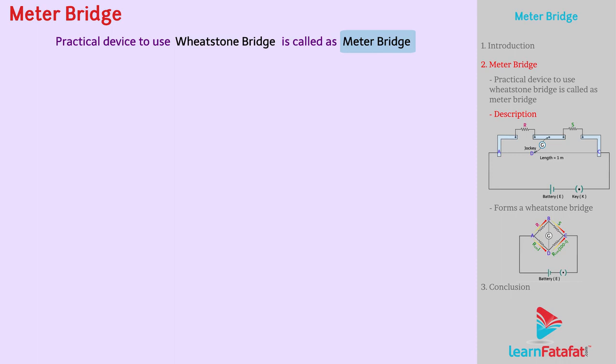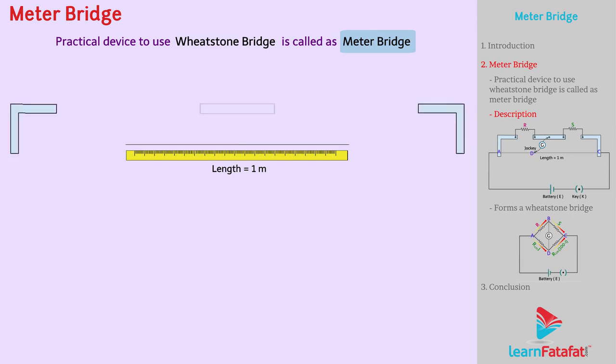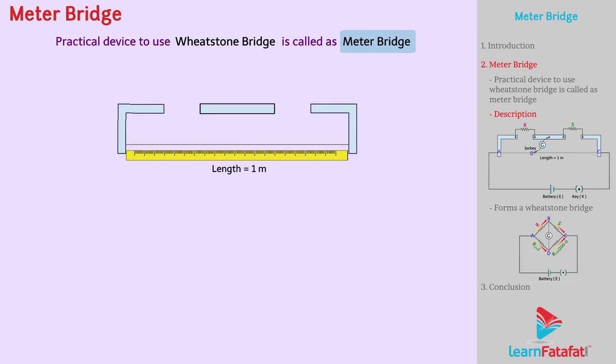The meter bridge consists of a wire of length 1 meter of uniform cross section, which is clamped between two metallic strips bent at right angles. The metallic strips have two gaps in which resistors are to be connected.